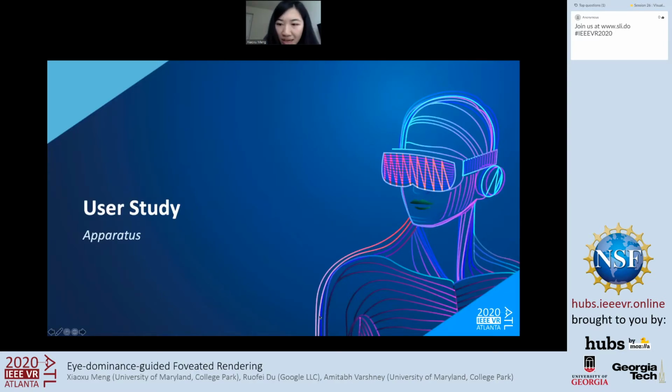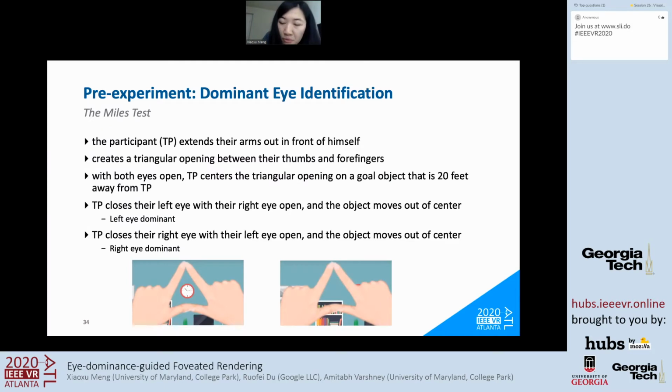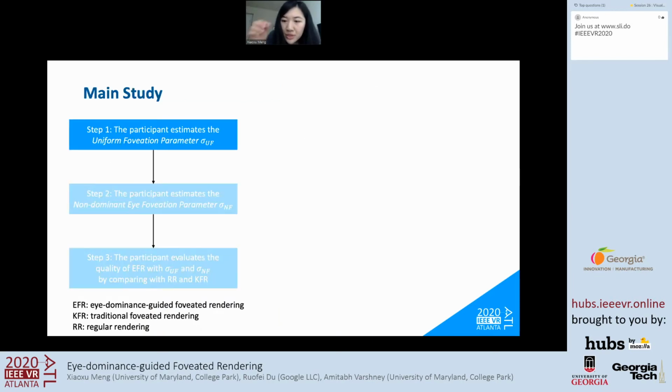So now we can have a foveated rendering system with adjustable foveation parameters. Our next step is to find the parameters sigma d and sigma nd by conducting a user study. Before we start the user study, we need to find the dominant eye for the participants. We conduct the mouse test, which is exactly the game we have played together. And next, we can conduct the main study in 3 steps.